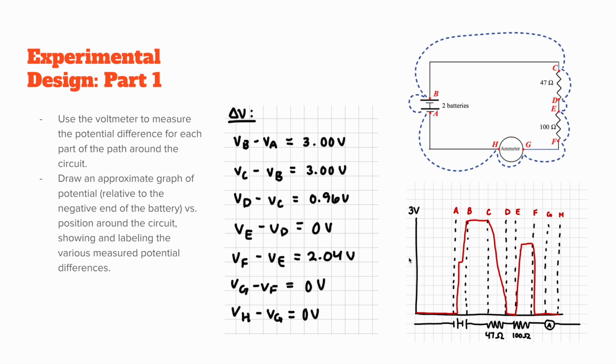Then we also recorded the delta V at different points along the circuit path, and here is a graph showing that. As you can see, it starts at 0 and ends at 0, which confirms Kirchhoff's rule.